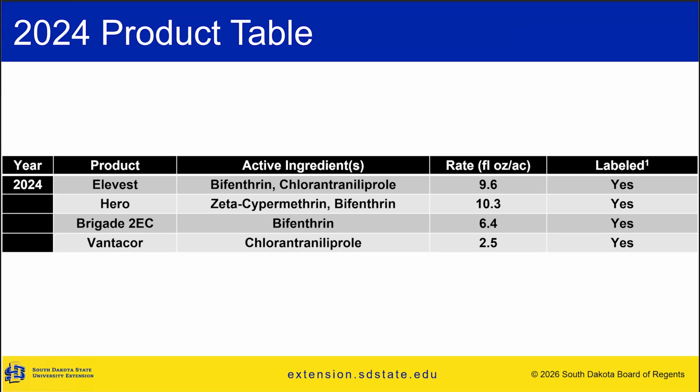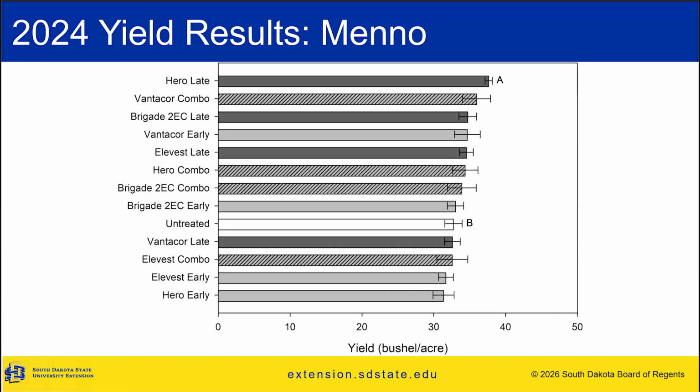In 2023, we did some research. We tested currently labeled products. So these are products that are labeled for Dectes in soybean in South Dakota. We used two different spray dates. So we did an early July, a late July, and then we sprayed both times. Late are the darker colored bars. The hash lines here represent the combo treatments. The untreated control here is white, and then the lighter gray bars here are the early treatment.